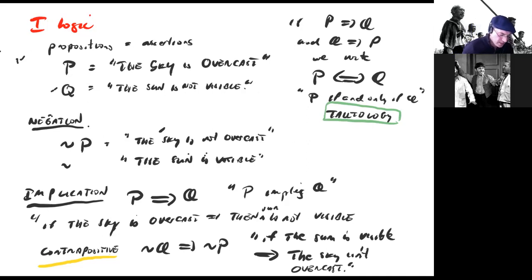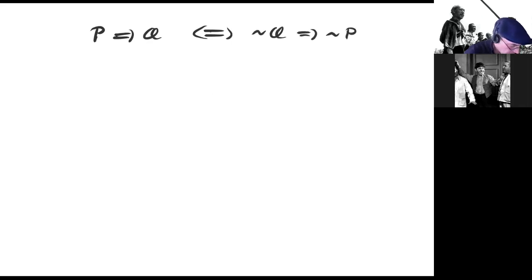So what I'm trying to say is that it's a tautology that P implies Q is always equivalent to not Q implies not P. So a statement or an assertion is always equivalent to its contrapositive.